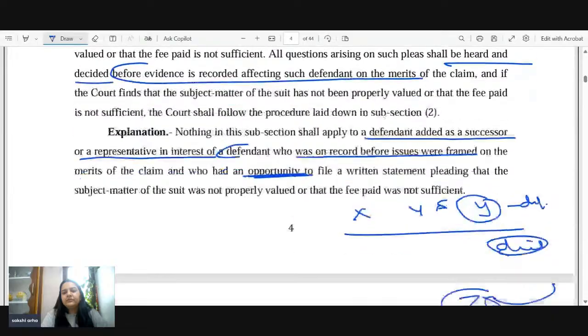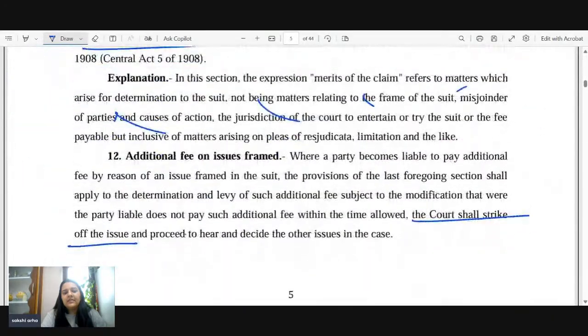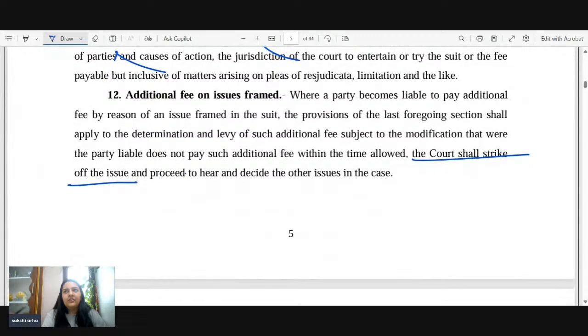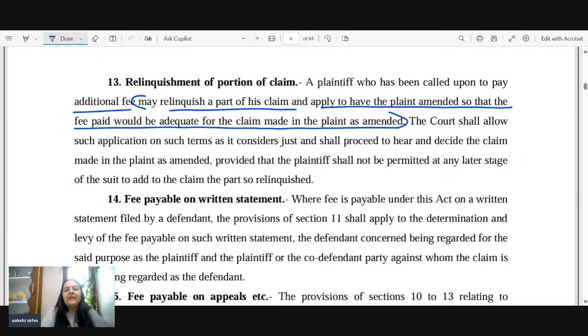Then the next thing, section 12, additional fee on issues framed. So if any issues are already framed, fees are already paid, and the court is adding additional issues, then the court will call the party to pay the additional fee on the additional issues. If the party does not pay, the court will strike off the issues. Then relinquishment of portion of claim. The party has a right to relinquish a portion of the claim and bring it down to the original fee in the plaint.